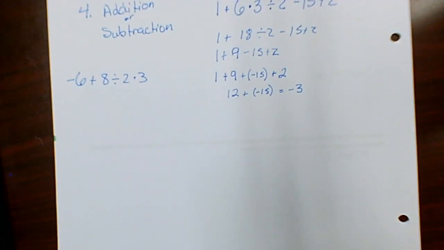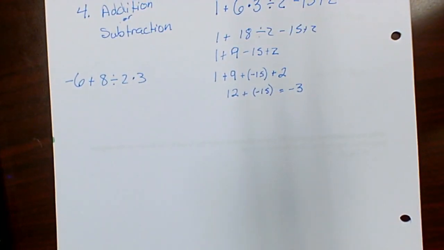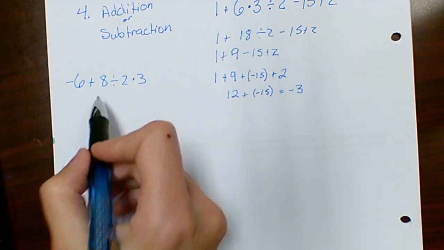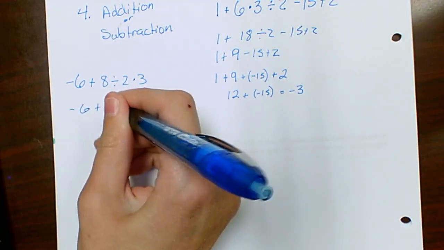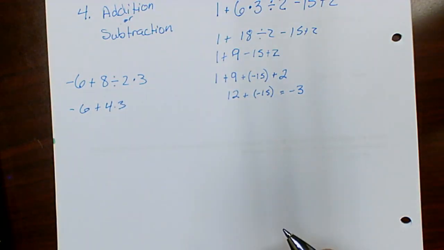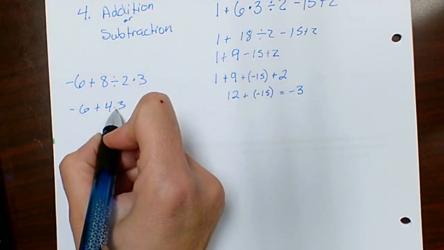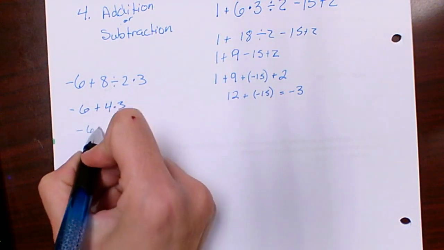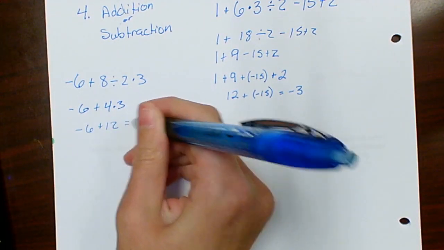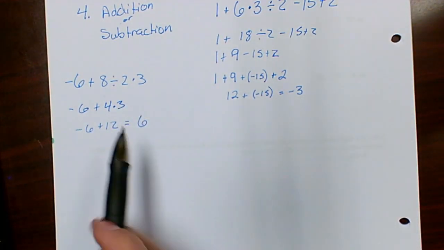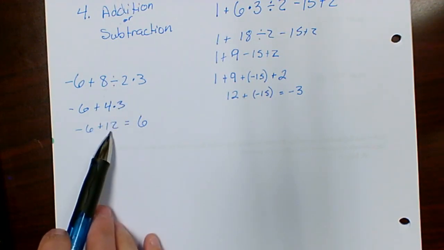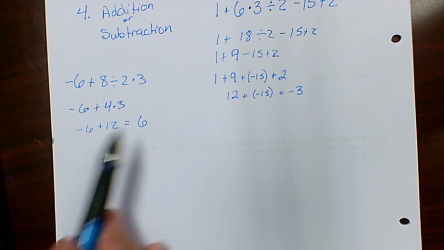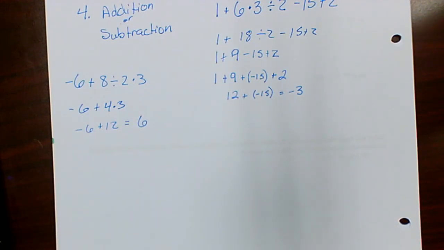Okay, even though multiplication is listed first, you still have to do division first. Okay, so division, we get a 4. Then we multiply. 4 times 3 is 12. Then we need to add, which will give us 6.